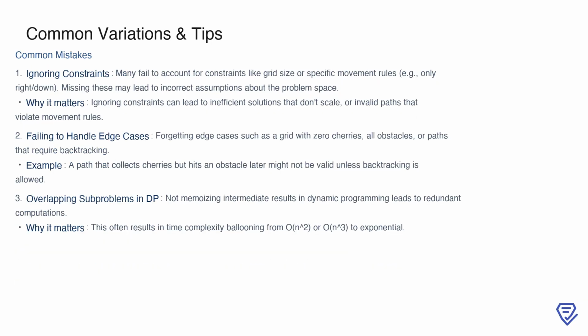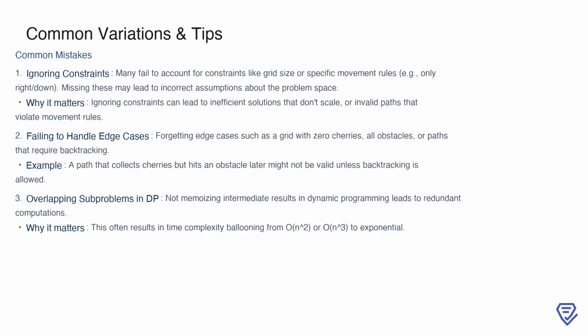When solving the cherry pickup problem, there are a few common mistakes that can trip you up. First, ignoring constraints like the grid size or specific movement rules, such as only allowing movement to the right or down, can lead to incorrect assumptions about the problem space. This can result in inefficient solutions that fail to scale or paths that violate the movement rules entirely.